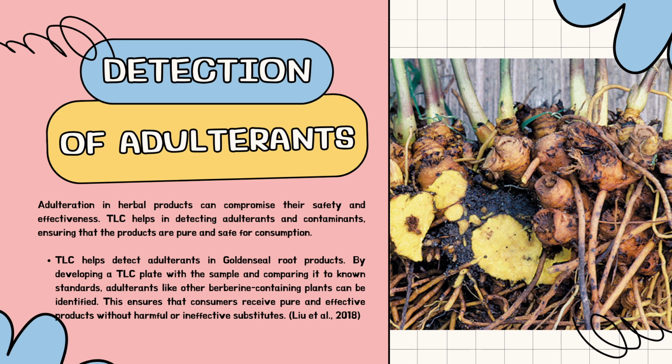For example, TLC helps detect adulterants in goldenseal root products. By developing a TLC plate with a sample and comparing it to known standards, adulterants like other berberine-containing plants can be identified. This ensures that consumers receive pure and effective products without harmful and ineffective substitutes.